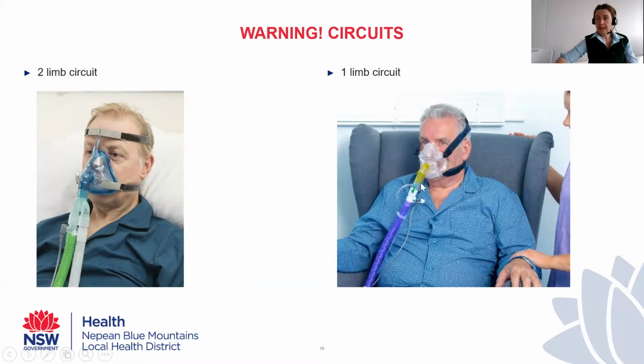When the patient breathes out and exhales all of their CO2, it needs to escape the mask somewhere. So in a 1-limb circuit, you need to have a vent or a hole either in the mask or in this piece of plastic immediately adjacent to the mask for all of that gas flow and the CO2 to be passively dispersed into the atmosphere.